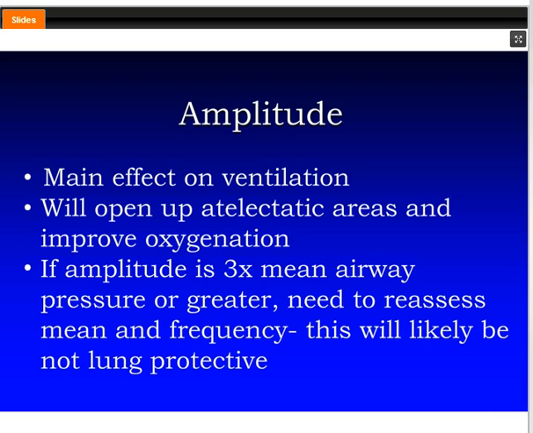Amplitude. Main effect on ventilation will open up atelectatic areas and improve oxygenation. A key is, if your amplitude is 3 times your mean airway pressure or greater, you need to reassess your mean pressure and your frequency, because you're making it more like a conventional ventilator by using amplitude to reopen lung that's allowed to collapse, and this is likely to not be lung protective.